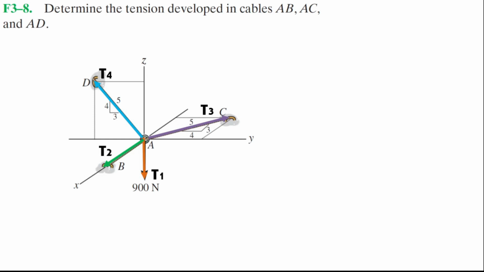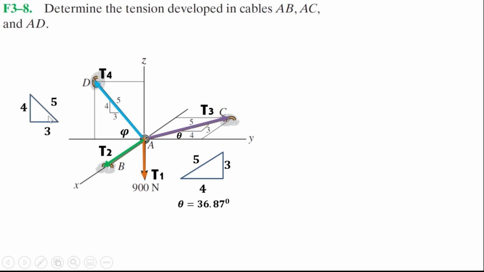So let's solve the angles here since there are slopes here. Let's get first this angle. Let's call that theta, and based on this slope, that is 3 over 4. So if this is theta, that is 3 over 4, and theta is 36.87. While for T4, the angle of this, we will call this phi, that is 4 over 3, and that is 53 degrees.